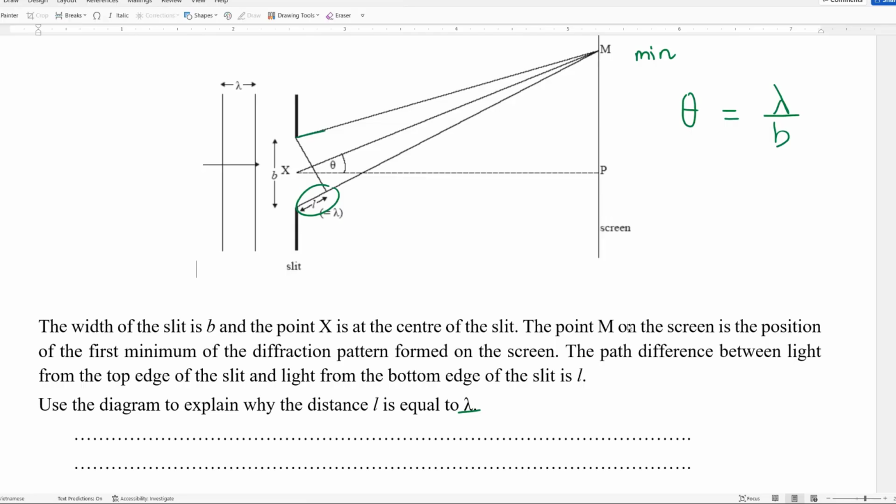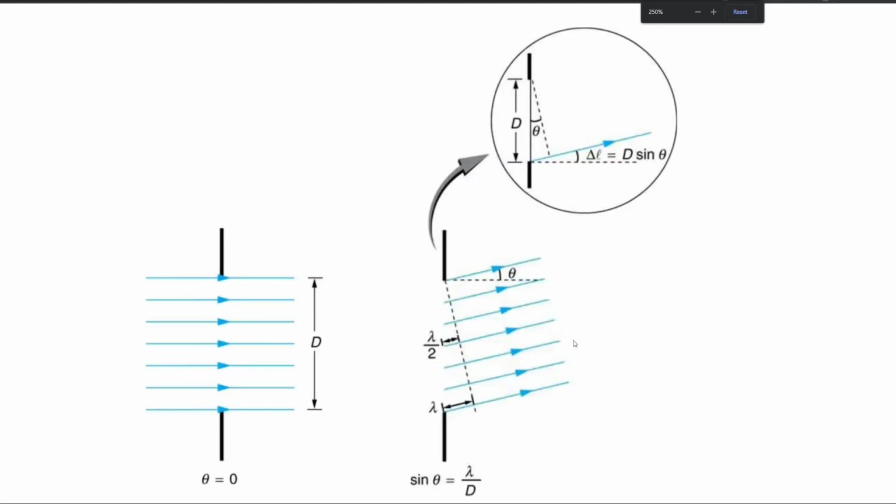The path difference between the top and the bottom is one wavelength. So it's supposed to be in phase, constructive with each other, right? But the resultant here is not maximum but minimum. The reason is that it is not only two light rays from the top and the bottom, but there are thousands of waves passing through the slit.